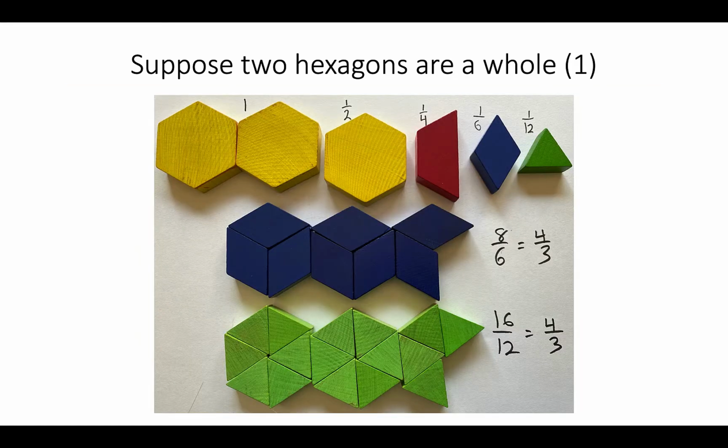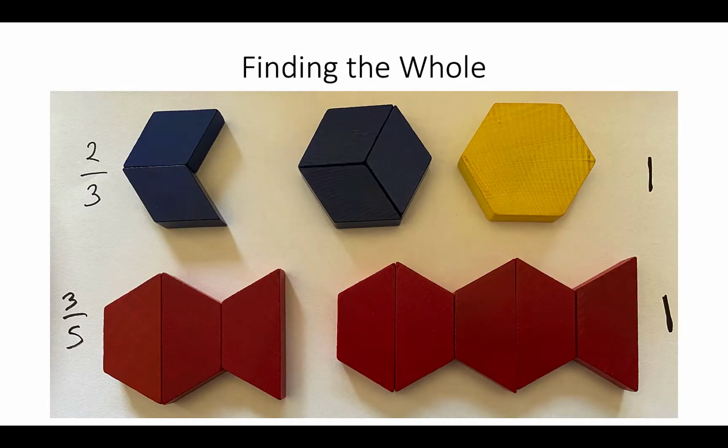Similarly, if 2 hexagons represent a whole, to represent 4/3, we can use the equivalent fraction of 8/6 and form a figure with 8 of the parallelograms. 4/3 is also equivalent to 16/12, so we could use 16 of the triangles to represent 4/3. Again, what represents a whole varies from problem to problem.